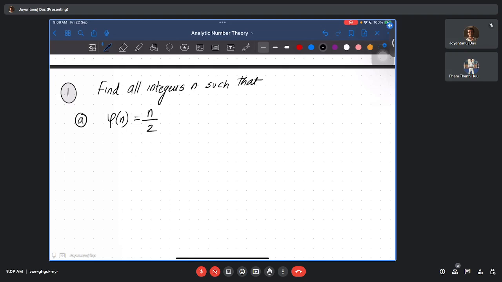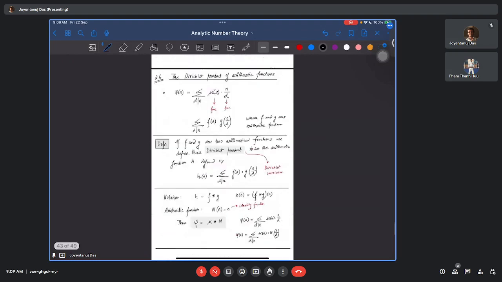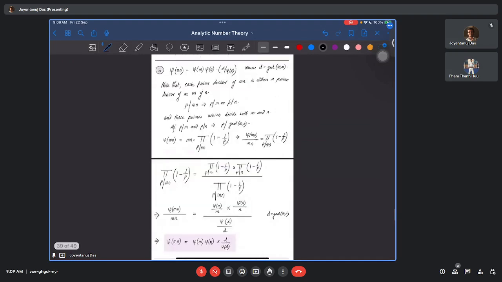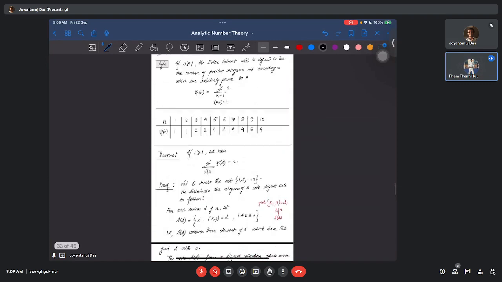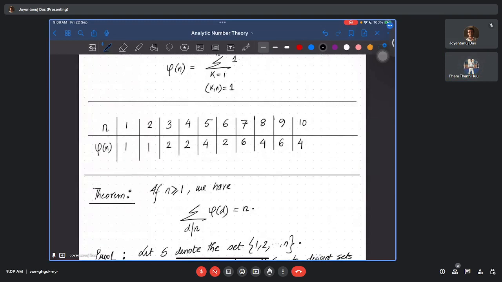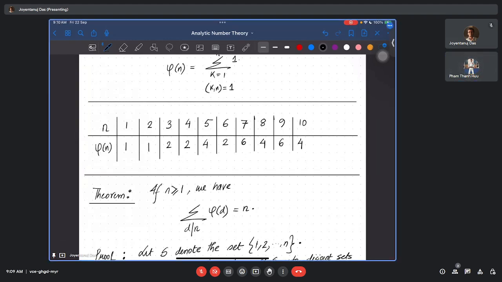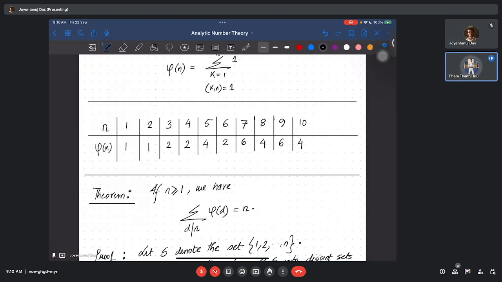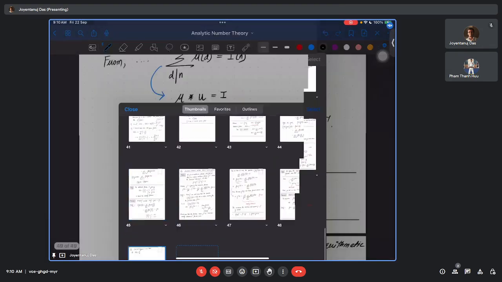So let us see some small examples if we can see something. If you remember, we made a small table. From here, can we say for which n it is n by 2? Yes, 2 and 4, and anything else? 2, 4, 8. So now from here, can we tell for which values of n it is n by 2?